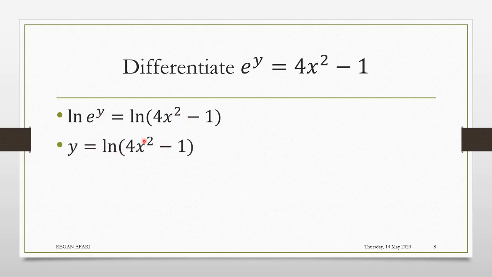So we have y equals ln of 4x squared minus 1. Remember, we can differentiate this easily. Why? Because we differentiate what is here and then we divide by 4x squared minus 1. When we differentiate 4x squared minus 1, we have 8x. Then we divide by 4x squared minus 1, and then we are done.